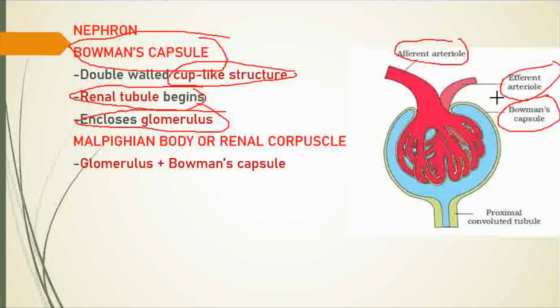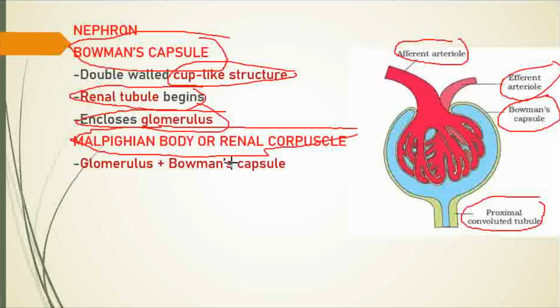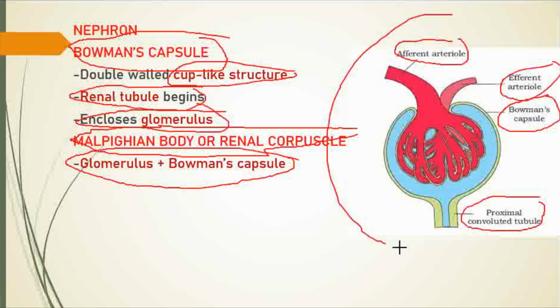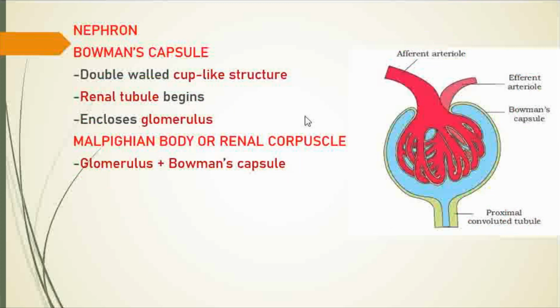So here we have the afferent arteriole, and we have the proximal convoluted tubule that we will be seeing in the next slide. So it encloses the glomerulus, the Bowman's capsule. And Malpighian body or renal corpuscle அப்படினு எதை சொல்வாங்க, what it is அப்படினா the glomerulus with the Bowman's capsule. So இது ரெண்டையுமே, this whole picture is known as a Malpighian body or renal corpuscle. So this you must remember. Red blood corpuscle அதெல்லாம் இருக்குல, அதே மாதிரி this is a renal corpuscle, the whole glomerulus with the Bowman's capsule.